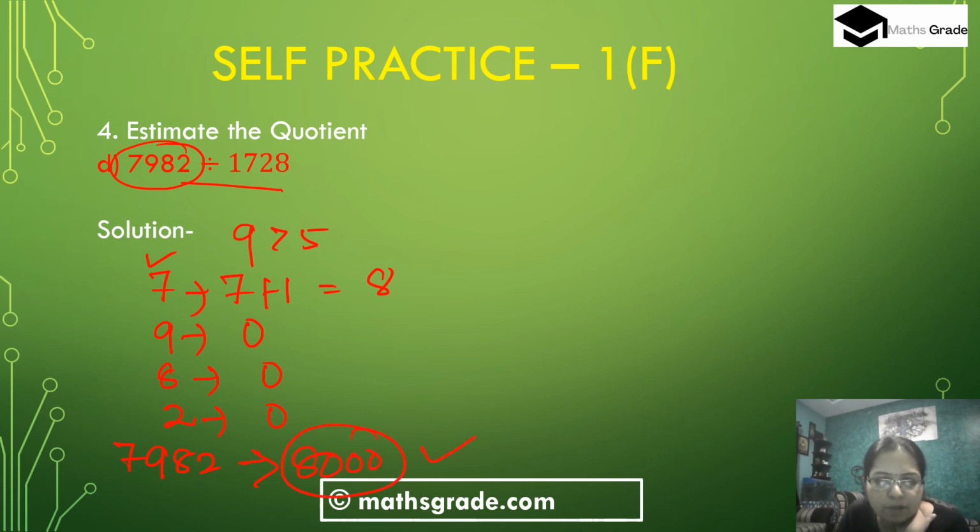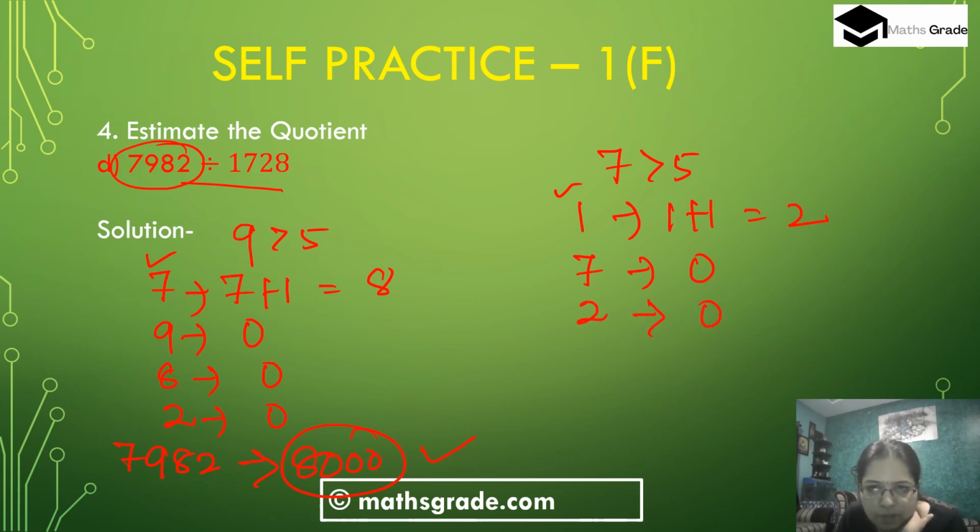Now 1728. We have to round this number to the nearest 1000. Here the hundreds place digit is 7, and 7 is more than 5. So just add 1 to the thousands place digit. Here the thousands place digit is 1. So 1 changes to 1 plus 1. 1 plus 1 is 2. And the hundreds place digit 7 changes to 0. The tens place digit 2 changes to 0. And the unit place digit 8 changes to 0. Now 1728 rounded to the nearest thousand is 2000.